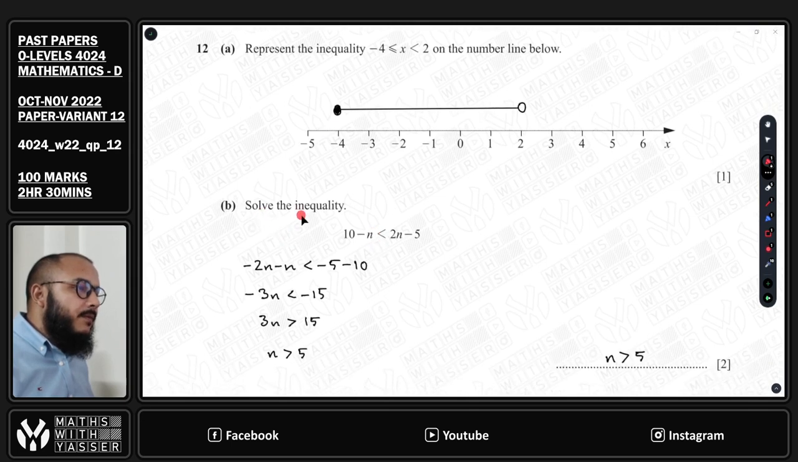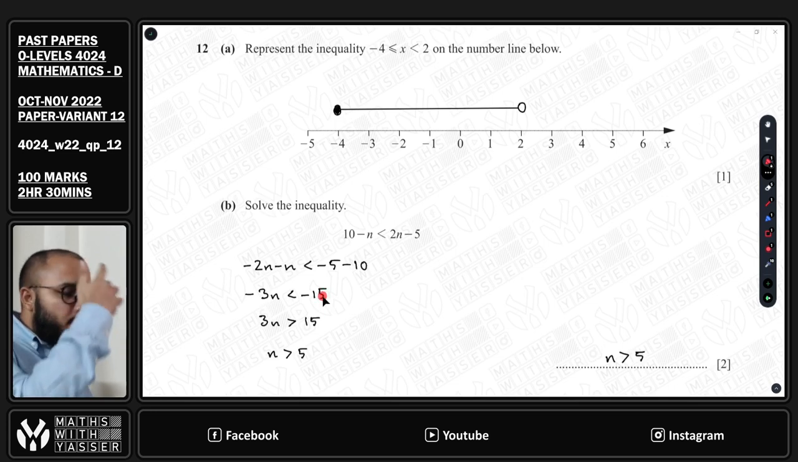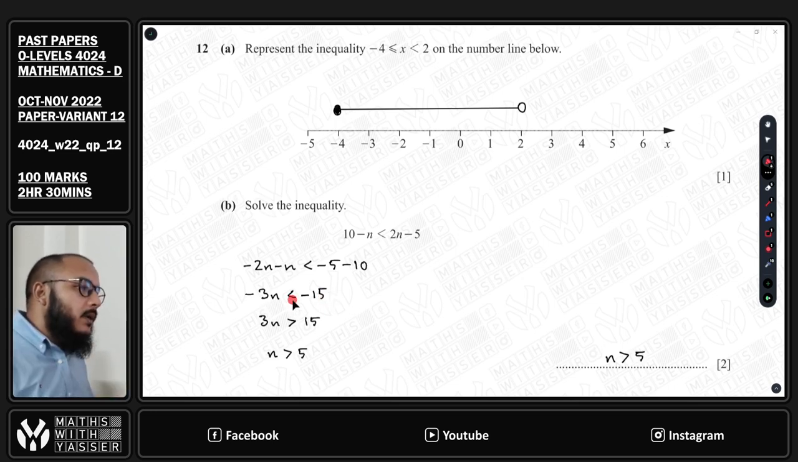Then it says solve the inequality 10 minus n less than 2n minus 5. So we can write minus 2n minus n less than minus 5 minus 10, which is minus 3n less than minus 15. So 3n will be greater than 15 because I'm multiplying with negative 1 on both sides. And when you are multiplying with negative 1, the inequality sign will flip. So 3n is now greater than 15. So n will become greater than 5.